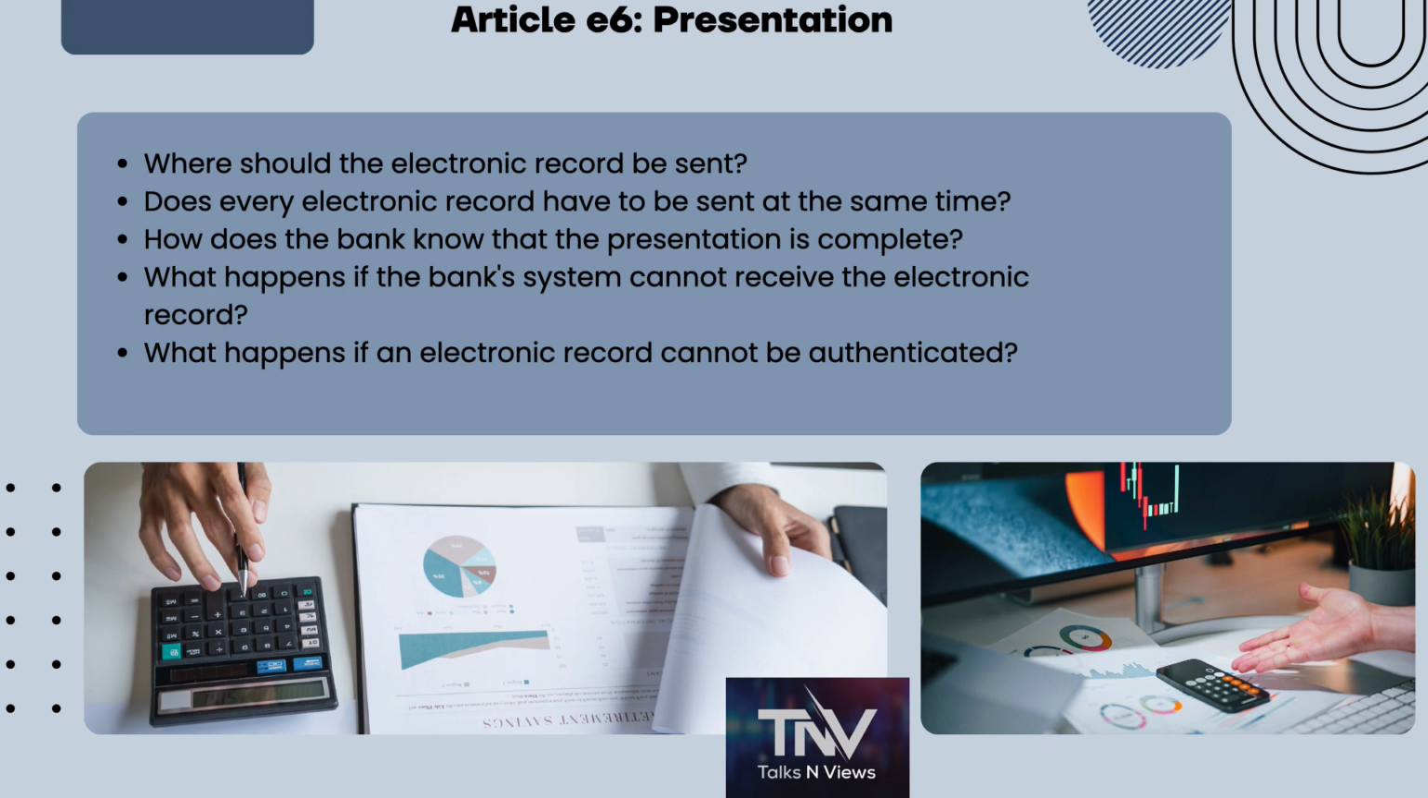Where should the electronic record be sent? Does every electronic record have to be sent at the same time? How does the bank know that the presentation is complete? What happens if the bank's system cannot receive the electronic record? What happens if an electronic record cannot be authenticated? Article E6 provides the answers. Let's understand it step by step.